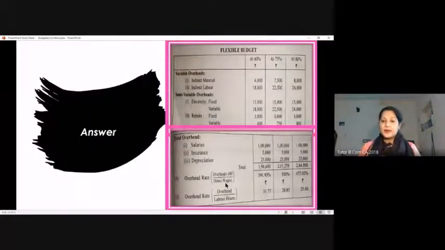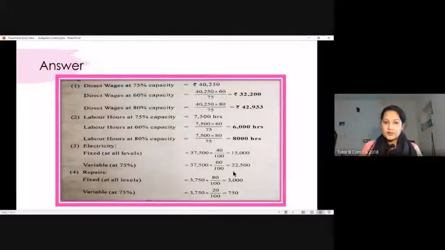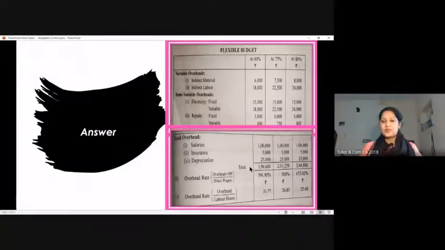That is, here overhead rate is equal to overhead divided by direct wages. It's already there for every category. We already found out the direct wages at 75%, 60% and 80% capacity. We found that at the beginning. So it's the same thing which we are comparing. So it will be 1,90,600 divided by, the capacity is 60%. Remember, the capacity is 60%. So at 60%, we will have to look up what our direct wages are.